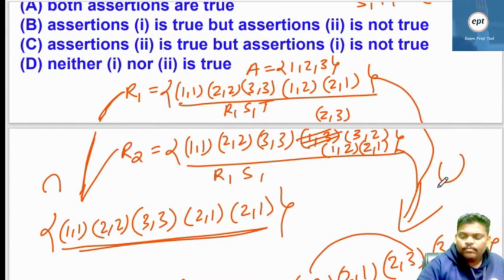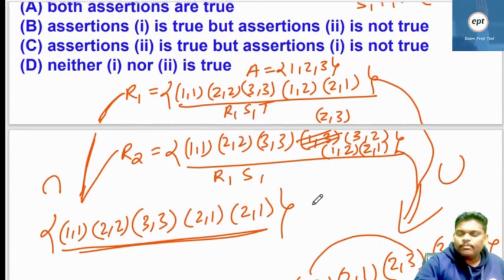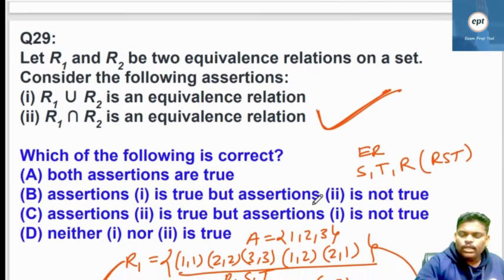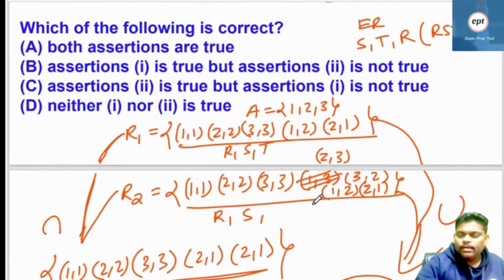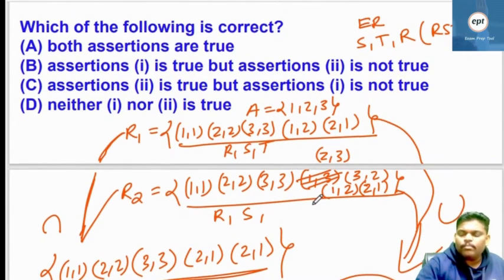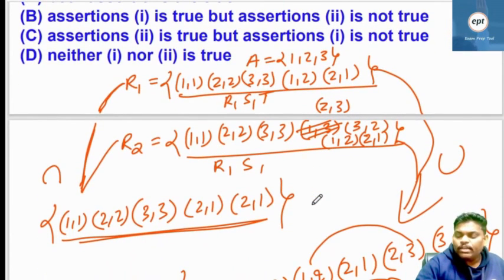Union will fail because many combinations are coming. Intersection passes because only a subset will come. When you do intersection, whatever equivalence relations are there, only a subset comes. An important thing is that reflexivity is common in both. Other common elements are coming. So can you remember this? Intersection of two equivalence relations is always an equivalence relation. Union of two equivalence relations, no guarantee.